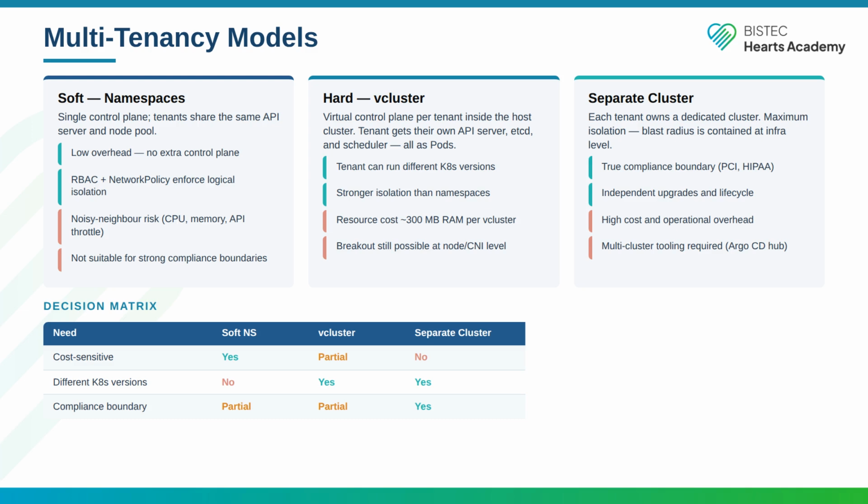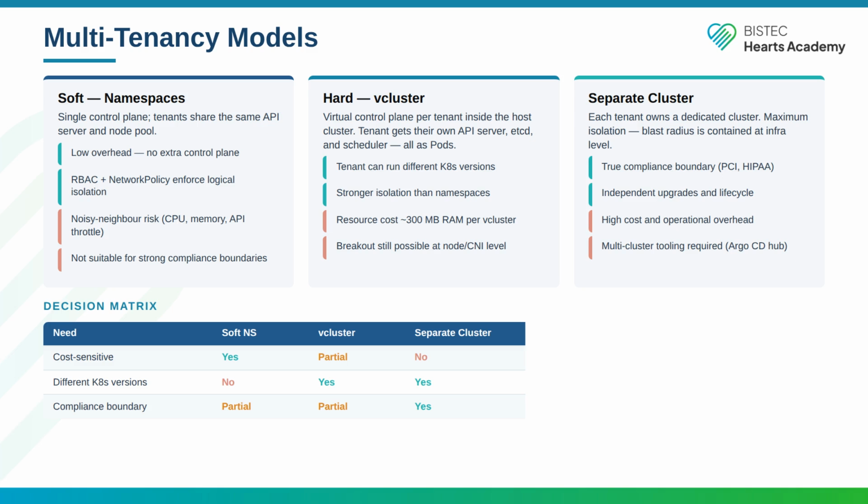A separate cluster per tenant is the only true compliance boundary. PCI DSS, HIPAA, and GDPR auditors often require this level of isolation. The operational cost is real. Separate upgrade cycles, separate monitoring stacks, and multi-cluster Argo CD hub-spoke configuration.